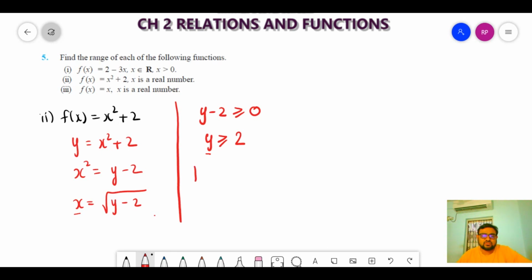So the range of the function here is 2 to infinity. Clear? See here 2 is in a closed bracket because it is greater than or equal to. The range of this function is closed bracket 2 to infinity open bracket. Okay, so note down the second question of question number 5.